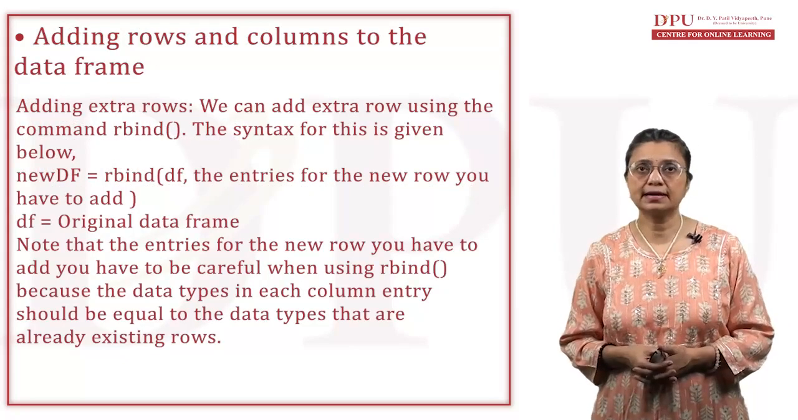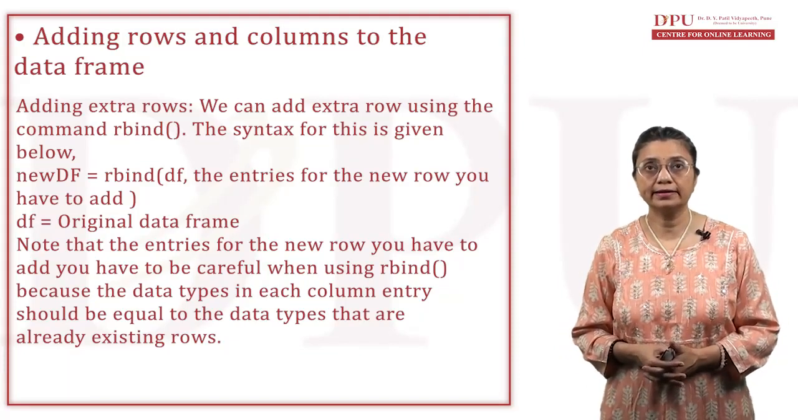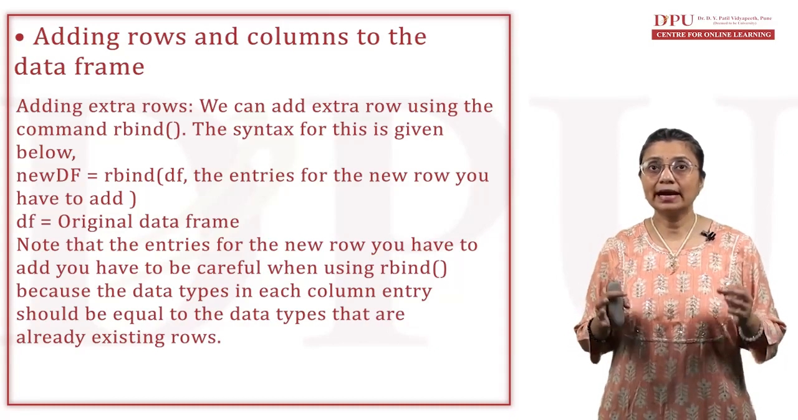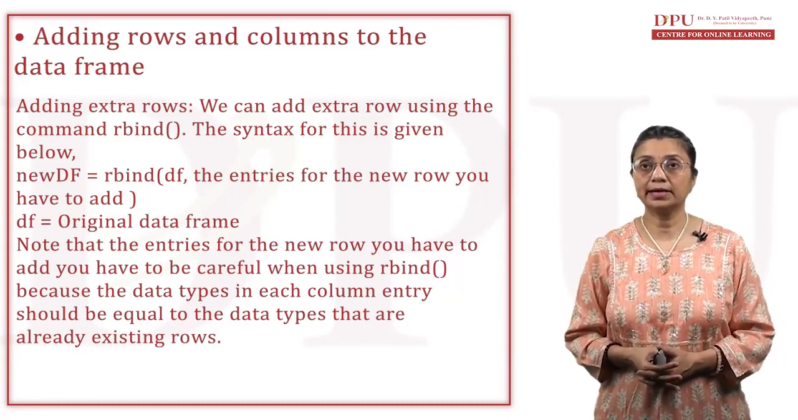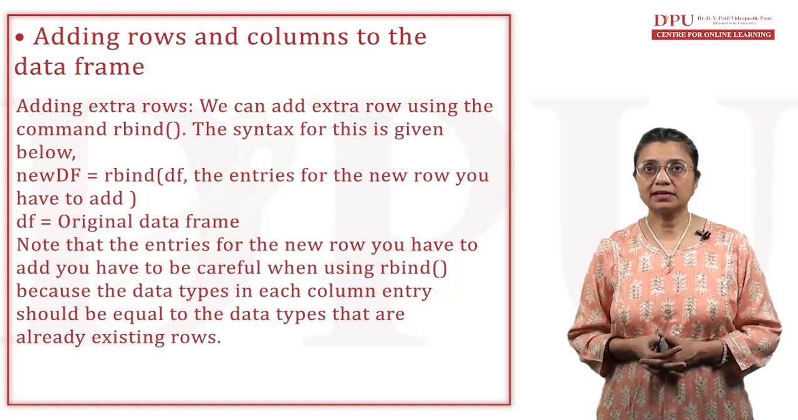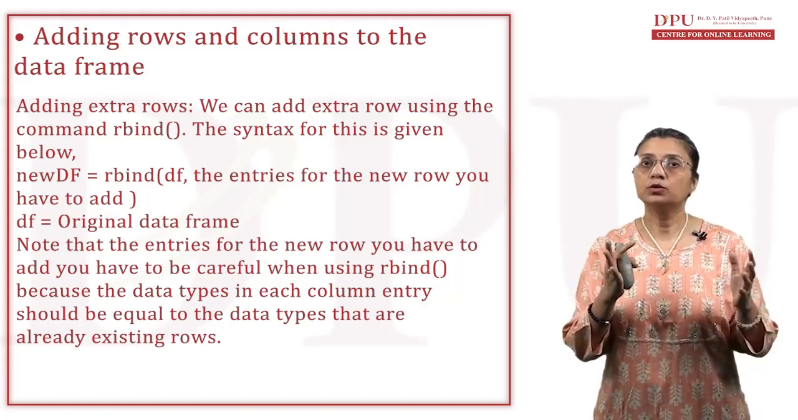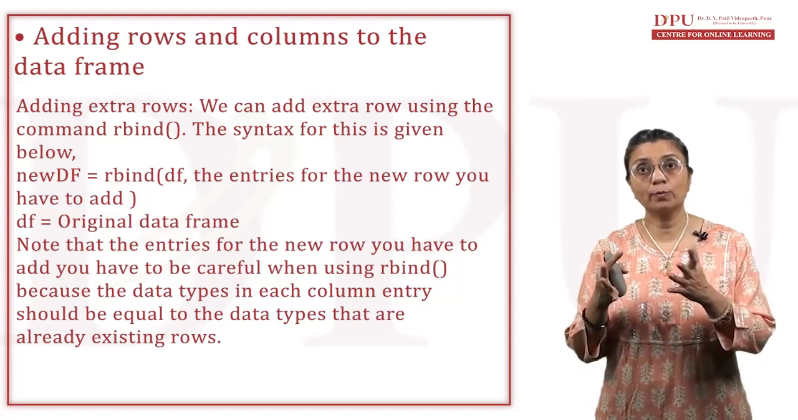Let's have a look at this example and understand how I can add rows and columns to the data frame. Adding extra rows: we can add extra rows using the command rbind. So basically rbind is a command which stands for row bind. I can add rows into an existing data frame with the help of the rbind command.